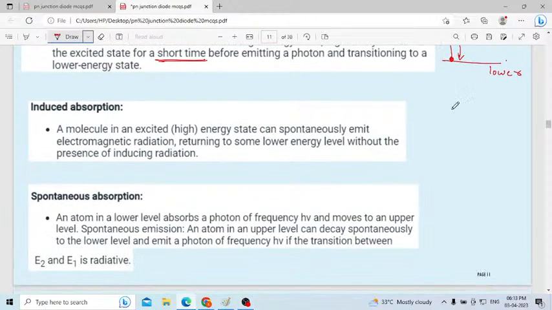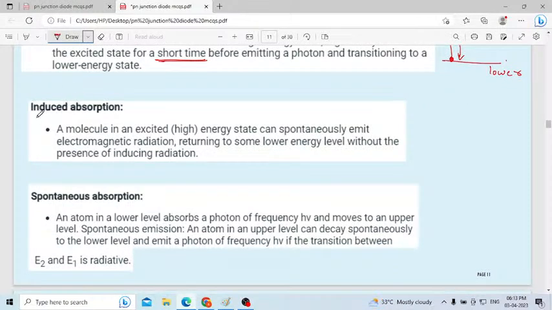Next, let us discuss what is meant by induced absorption. Whatever concept I am explaining will be very very important, because more questions they will ask on this one only. That's why I am explaining even the MCQs in detail. You have to study spontaneous emission and induced absorption in detail.